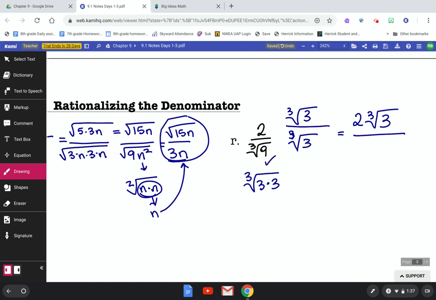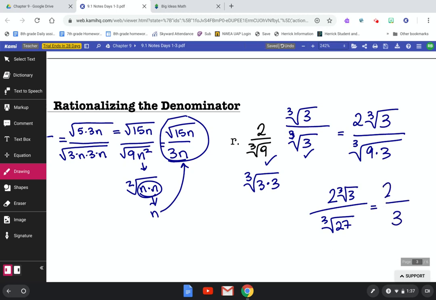Now, since 9 and 3 are both inside the radical, everything can come together inside. So we have 9 times 3, with 2 cube root of 3 on top. The cube root of 9 times 3 is 27, and the cube root of 27 is 3, which is perfect because now we've taken the radical symbol out of the denominator.